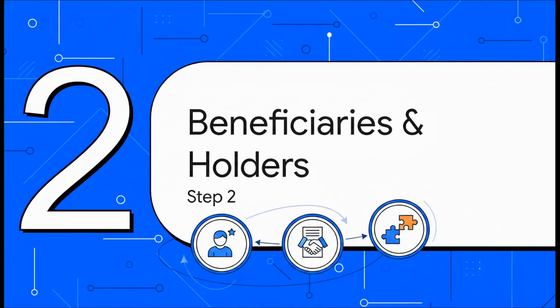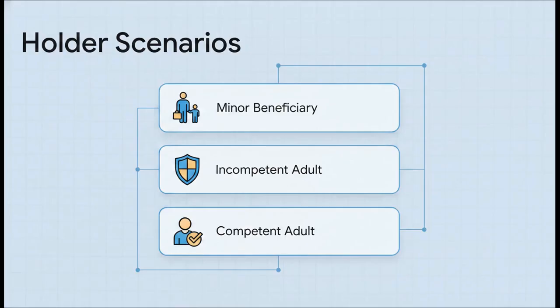Section 2. Beneficiary and holder cases. Let's look at those 3 different setup situations we just mentioned. Right, so here are the 3 account holder scenarios. Case 1 is a minor beneficiary. If the beneficiary is a minor, the parents or legal representatives can open the RDSP on behalf of the child. In this situation, the parents or legal representatives become the holders of the account, while the child is the beneficiary until reaching the age of majority.